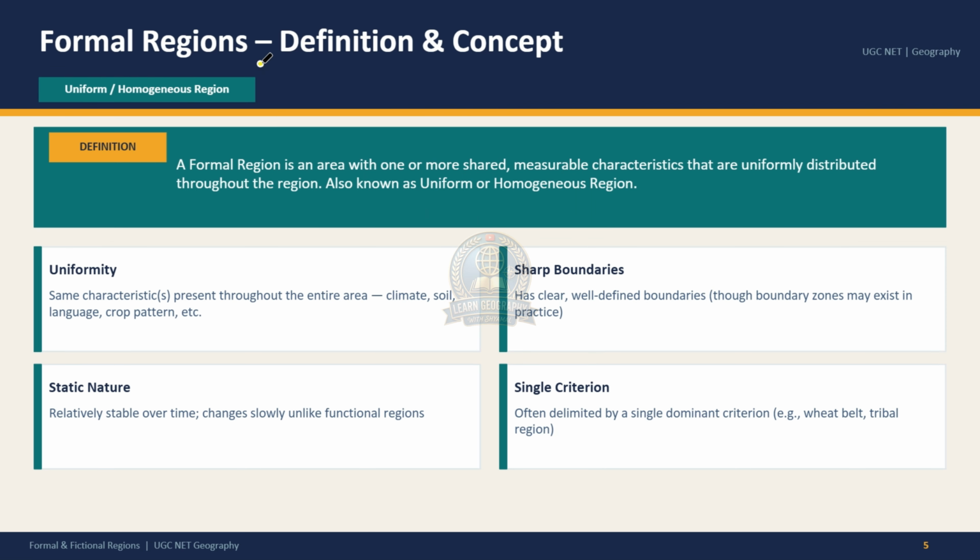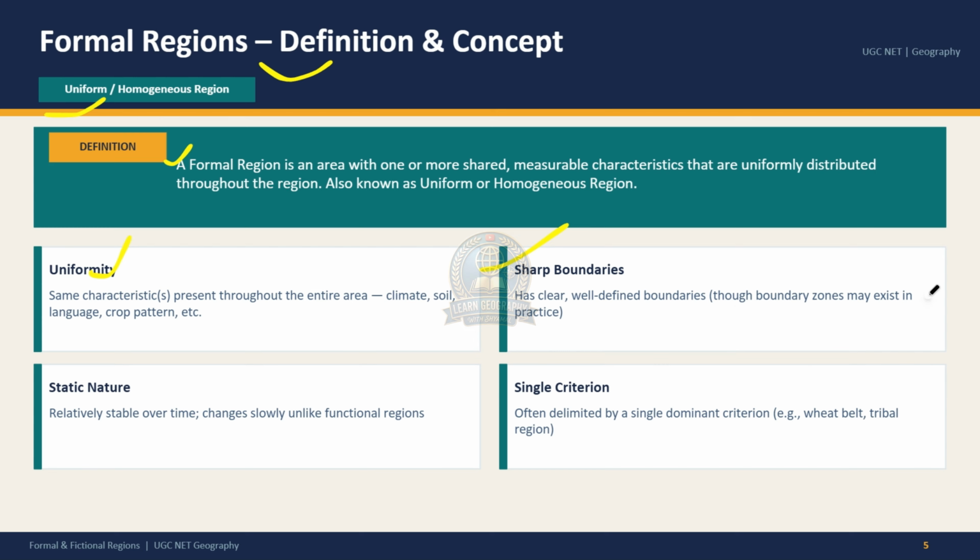Formal regions, definition and concept. This is a uniform and homogeneous region. A formal region is an area with one or more shared measurable characteristics that are uniformly distributed throughout the region, also known as a uniform or homogeneous region. Uniformity: the same characteristics are present throughout the entire area; climate, soil, language, crop pattern, etc. are all similar.